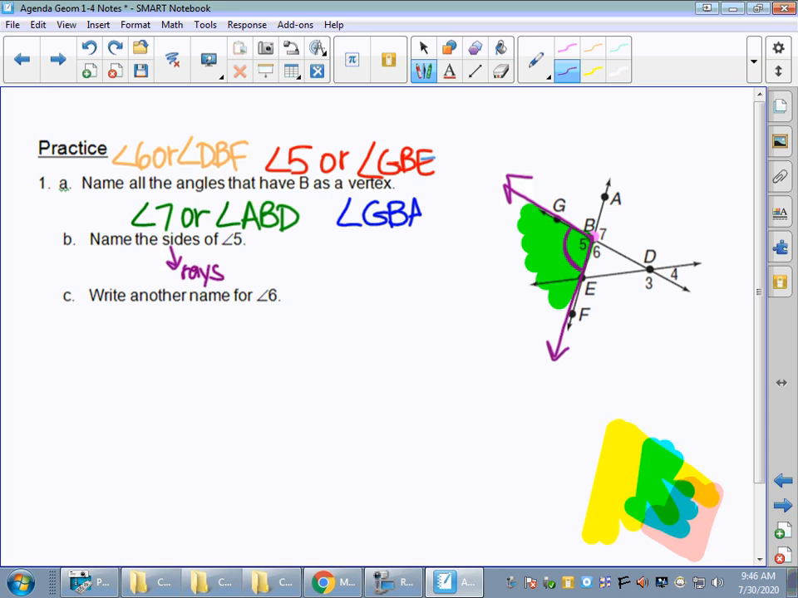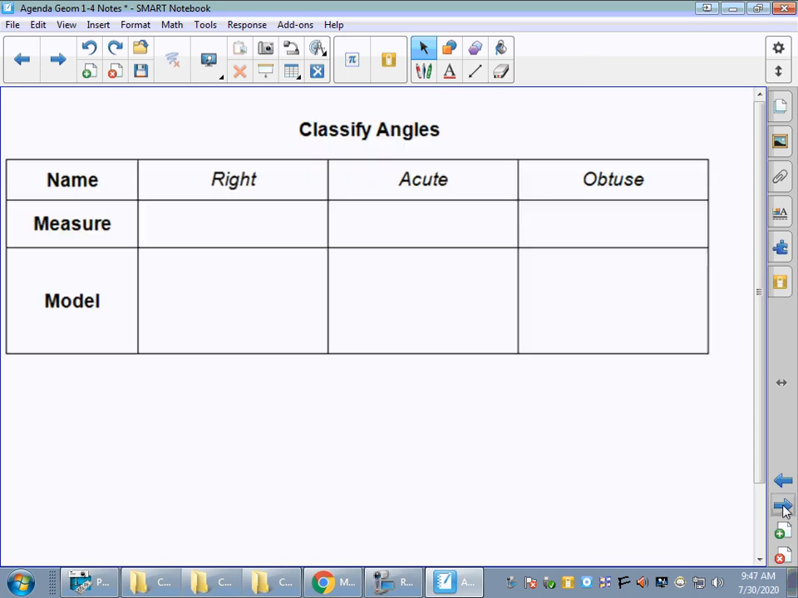So sides are rays. So we could say that ray BG, and I'm going to label that appropriately. B is the endpoint. It goes past G. And the other side would be ray BE, or if you wanted to call it BF, either one would be correct. And then letter C, we already wrote another name for angle 6, so we're good there. All right, so identifying angles, rays, vertexes, and labeling them. I think I've said it 4 times now.